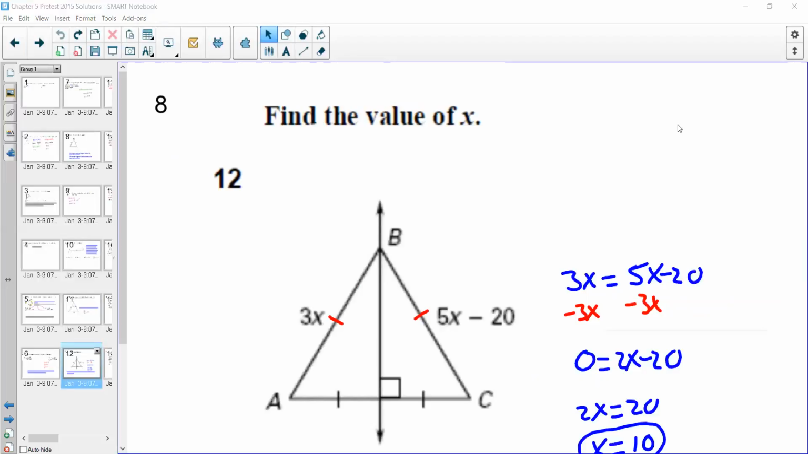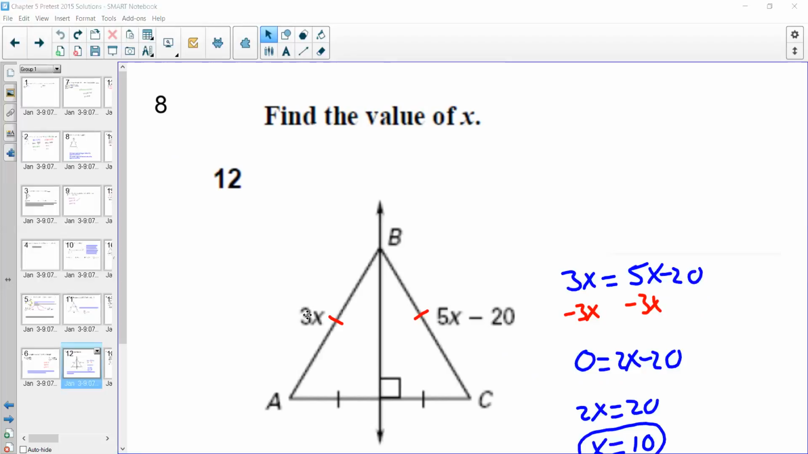All right, so Jake said he might have a question on number 12. Find the value of x. Okay, it looks like an equilateral triangle. All right, but we can't assume that it is.